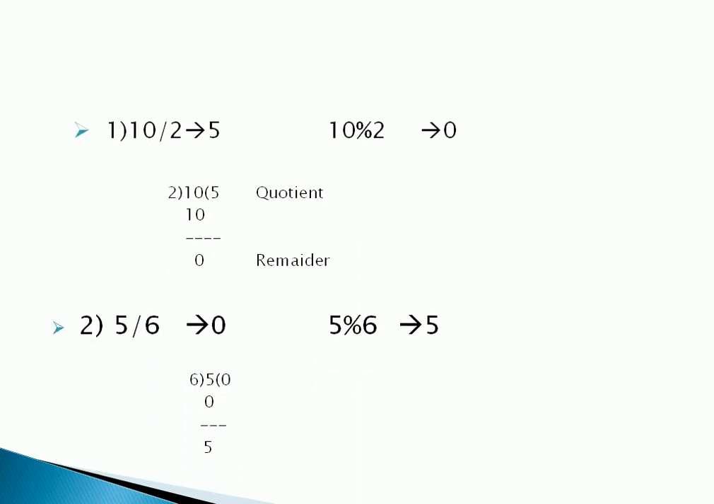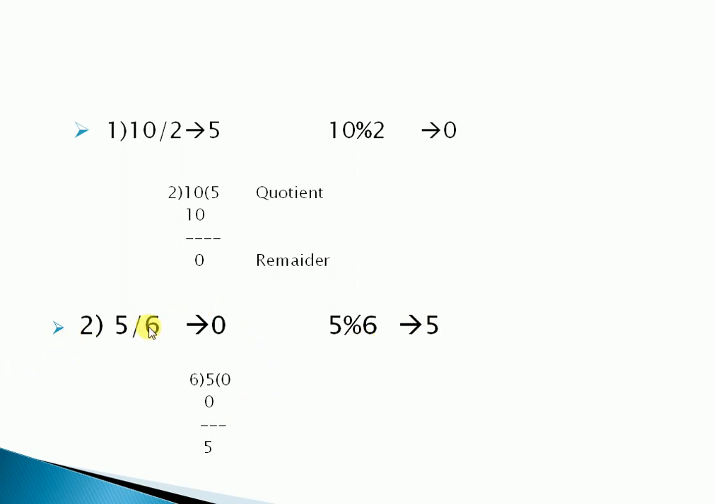Here you can see the expression. I want to find 10 by 2. 10 by 2 is 5. Why? Because it is a quotient, right? 10 percent 2 is the remainder. In the second expression, see 5 by 6. If you divide like this, 0 times, remainder is 5. Here 5 percent 6, the remainder is how much? 5. Here the quotient is 0 and the remainder is 5.